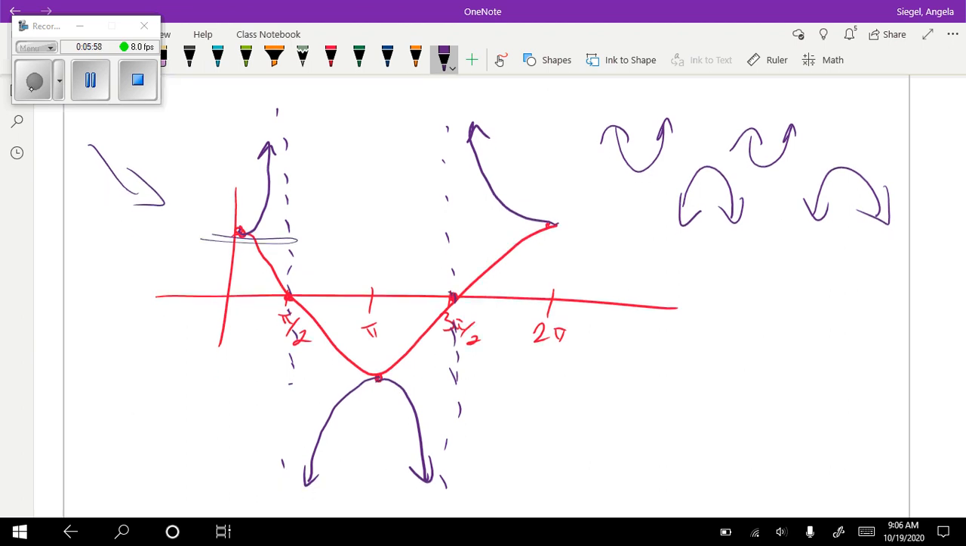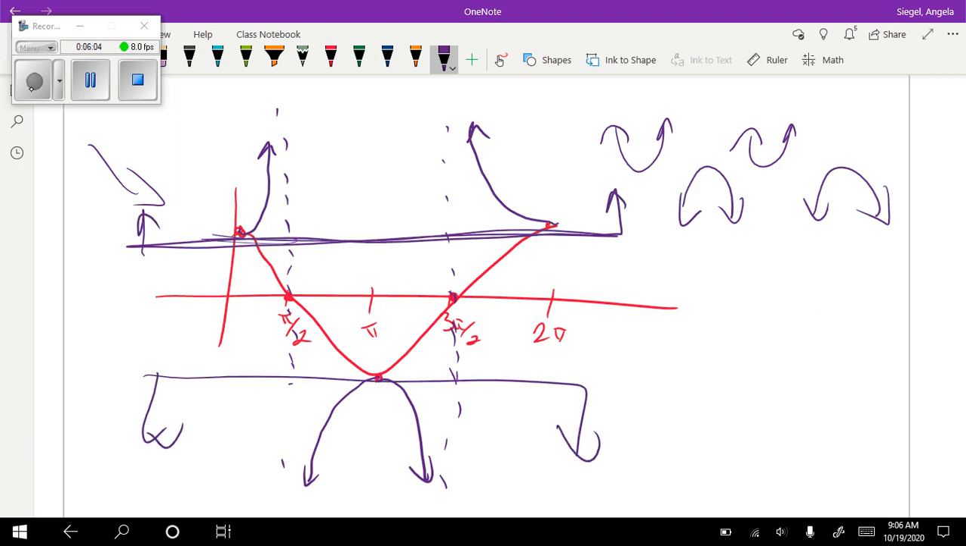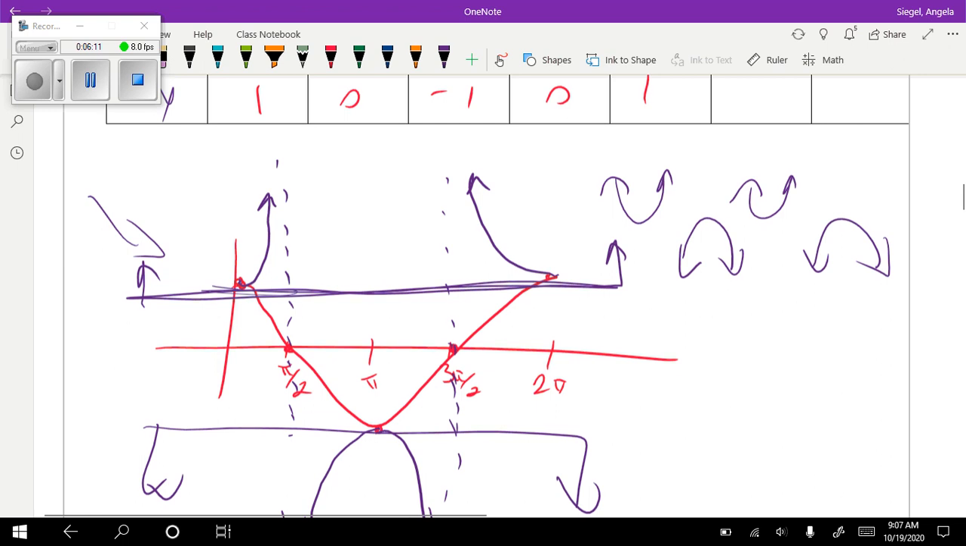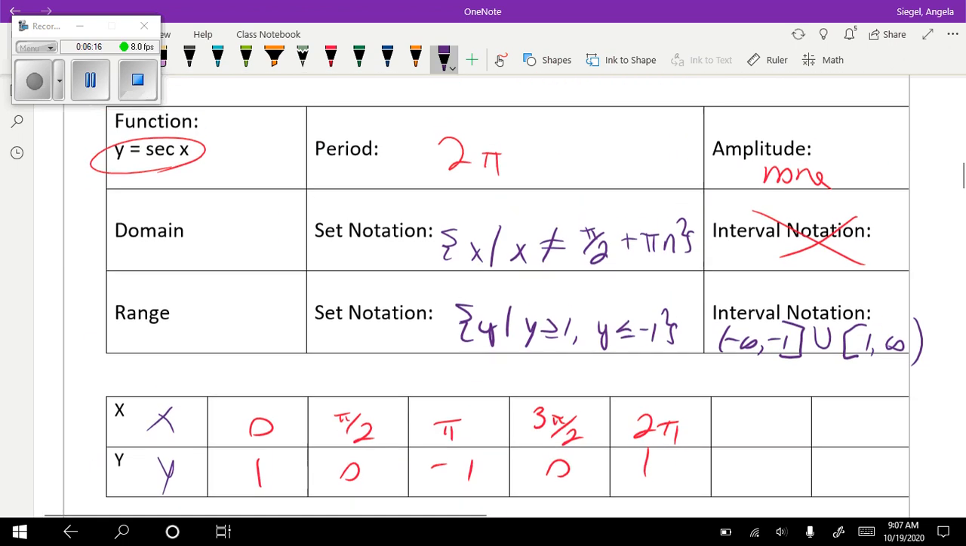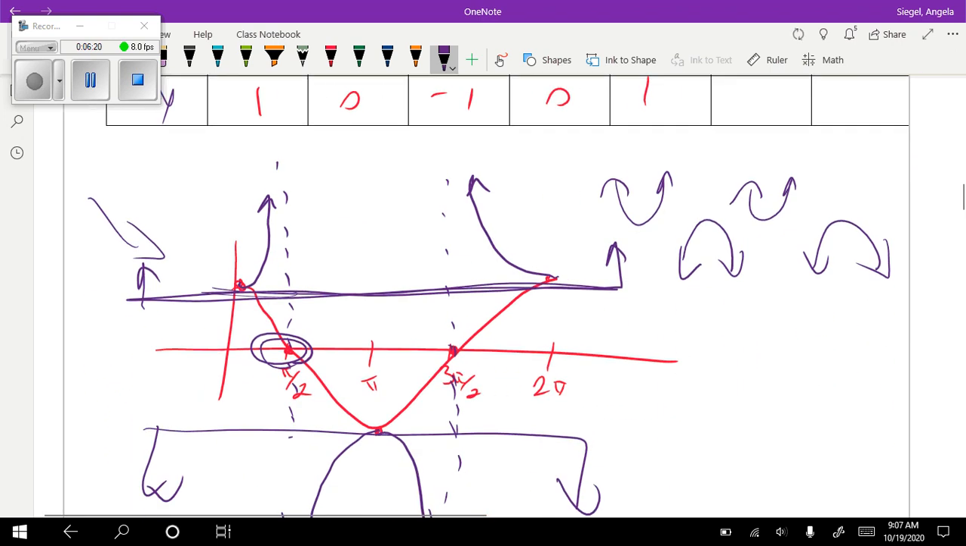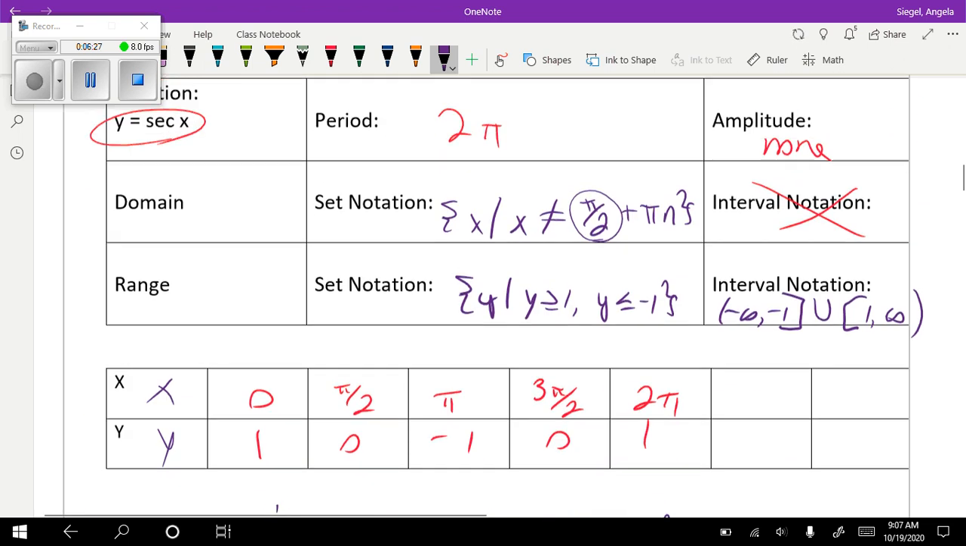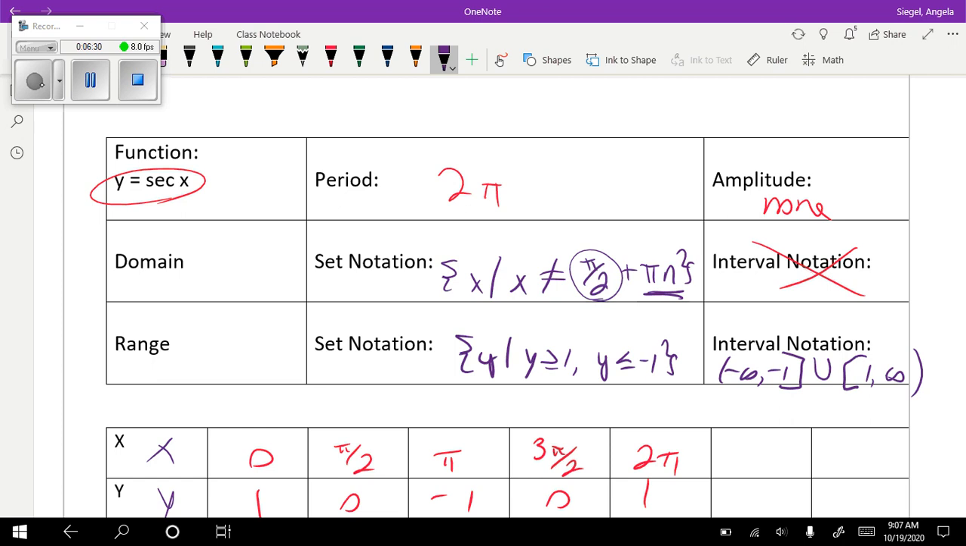Notice my range, even though it looks different, still goes up from 1 and goes from negative infinity to negative 1. That's not going to change. Now for my domain, let's go down here and really evaluate it. My first break is at pi over 2. So I'm going to say pi over 2 plus, and then I'm going to find that pattern. I went from pi over 2 to 3 pi over 2. So again, it was pi, so I'm going to say plus pi n. That's my pattern.